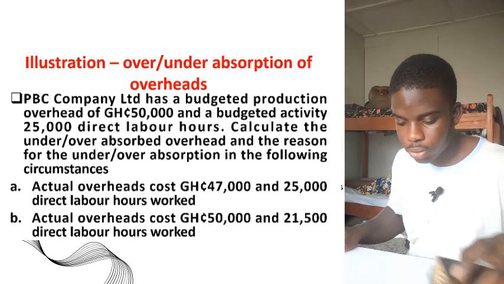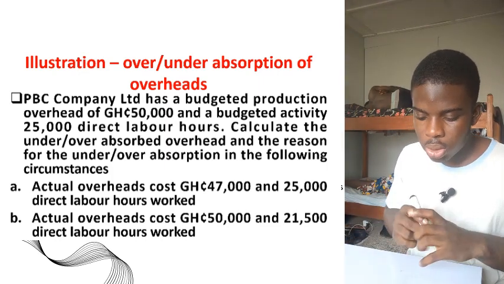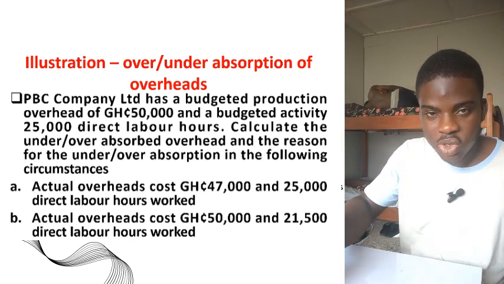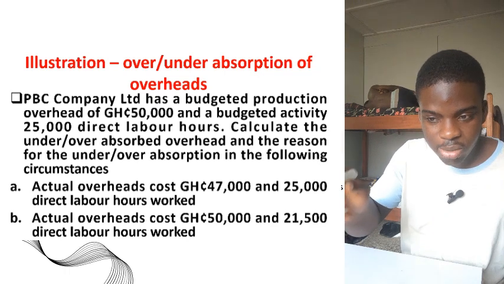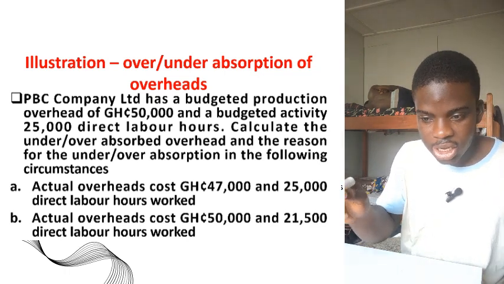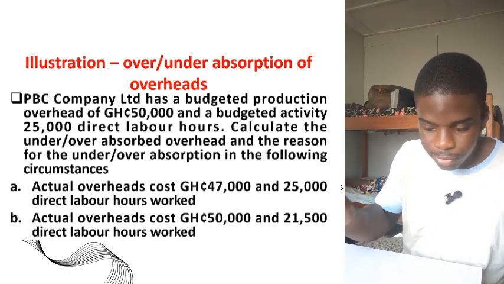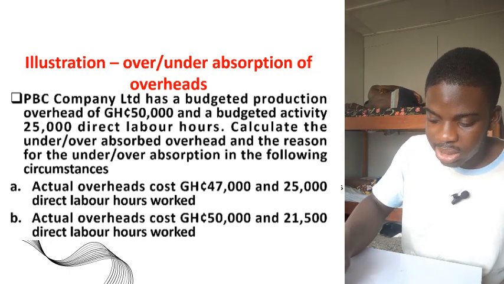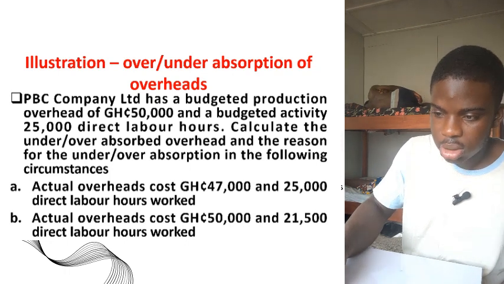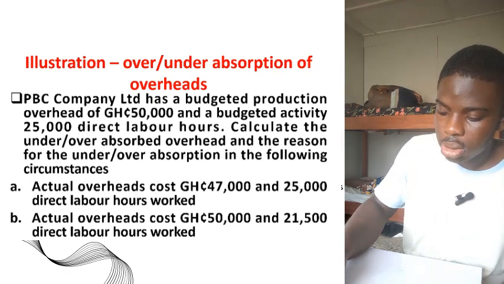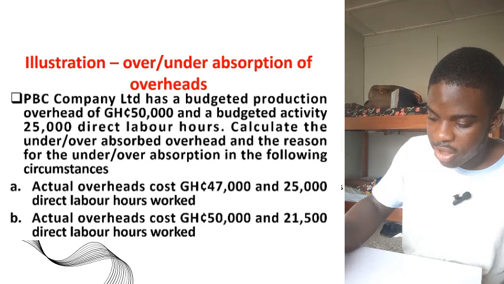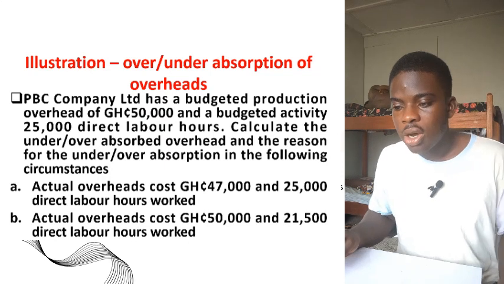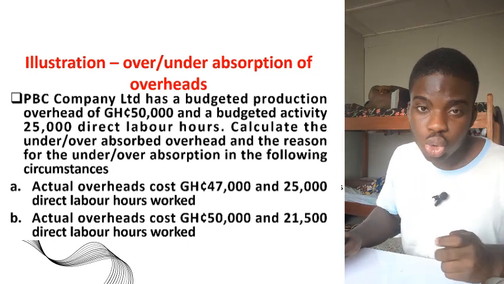So moving on, the next one was what? 50,000 Ghana cedis. So the actual overhead here is the same as the budgeted, right? And then the direct labor is what is different now. So you have 21,500 as the actual, right? And then the budgeted was 25,000. Follow me.